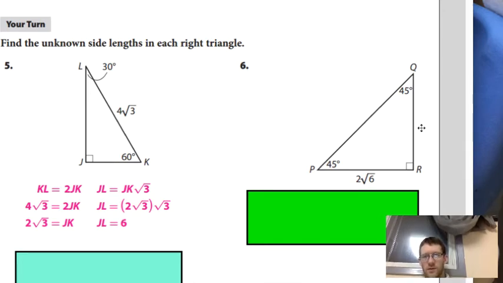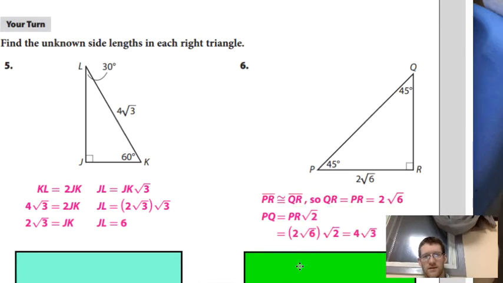This guy over here, we know that this side is 2 times the square root of 6. What is 2 times the square root of 6 times the square root of 2? That's the hard question. 2 times the square root of 6 times the square root of 2. When we are multiplying square roots, we can multiply what's inside, right? So the square root of 6 times the square root of 2 is equal to the square root of 12. And the square root of 12 can be factored into 2 times the square root of 3. So that's how we end up with 4 here.